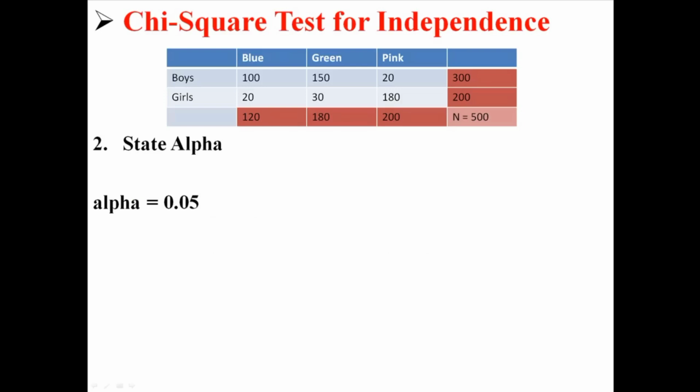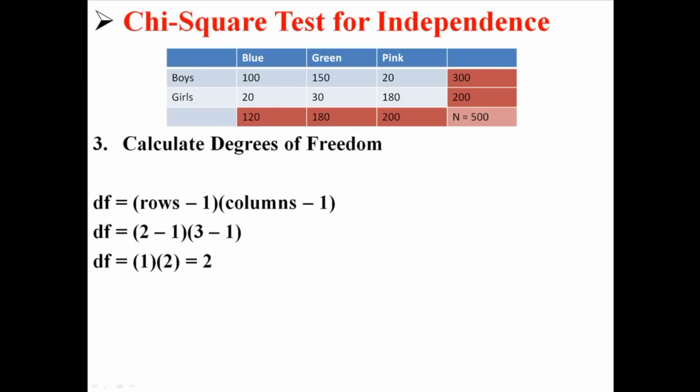And to calculate degrees of freedom, now we're going to multiply rows minus 1 and columns minus 1. So we have 2 rows and 3 columns. 2 minus 1 is equal to 1. 3 minus 1 is equal to 2. 1 times 2 is equal to 2. So this analysis will use 2 degrees of freedom, and that's how we find our decision rule.